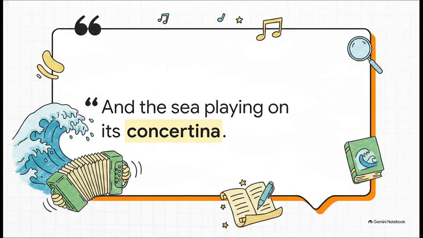A concertina, if you don't know, is a small accordion-like musical instrument. He personifies the sea as a musician playing this specific instrument. Now, why a concertina? Well, think about it. A concertina is played by squeezing it from both sides and pulling it outward, letting it expand and contract. That motion perfectly mimics the expanding, rolling motion of ocean waves. It's just a brilliant, surprising comparison that forces us to see the sea in a brand new way.